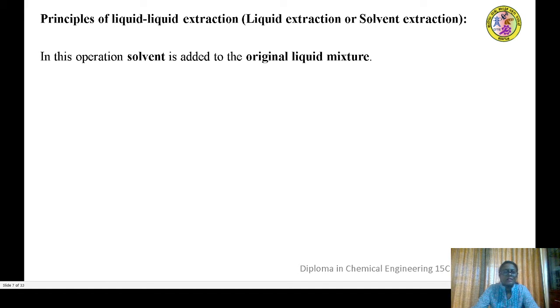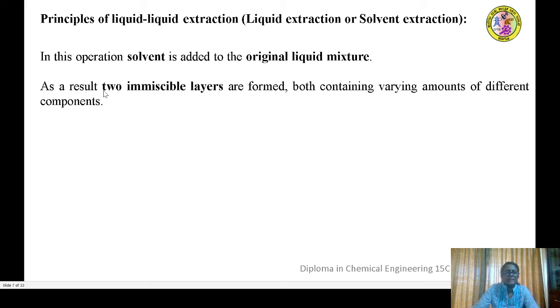In liquid extraction, solvent is added to the original liquid mixture. Just like all other mass transfer operations, here also you should have two phases. One is the liquid mixture from which you need to separate the component. It is called the original liquid mixture or feed liquid. To this mixture, you will be adding a solvent, which is another liquid phase. As a result, two immiscible layers are formed, both containing varying amounts of different components.